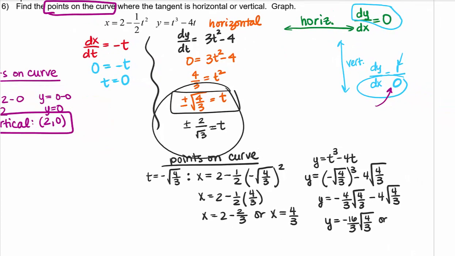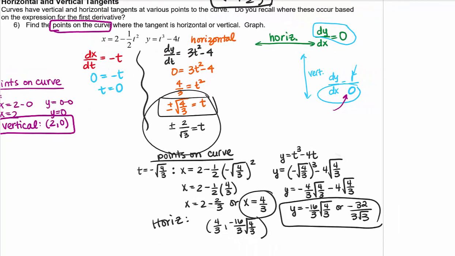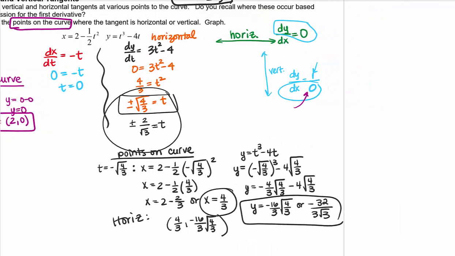Or if you take the square root of 4, you get 2. Negative 32 over 3 rad 3. I don't care how you write it. It's the same point. So it's 4/3. This is for horizontal. And then this negative 16/3 times square root of 4/3. But I also have to do the positive square root of 4/3. So pause your video, try it, and then you can compare.